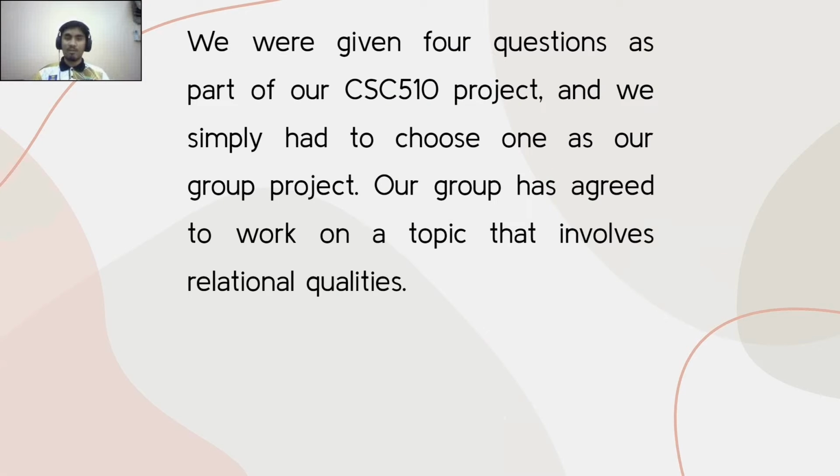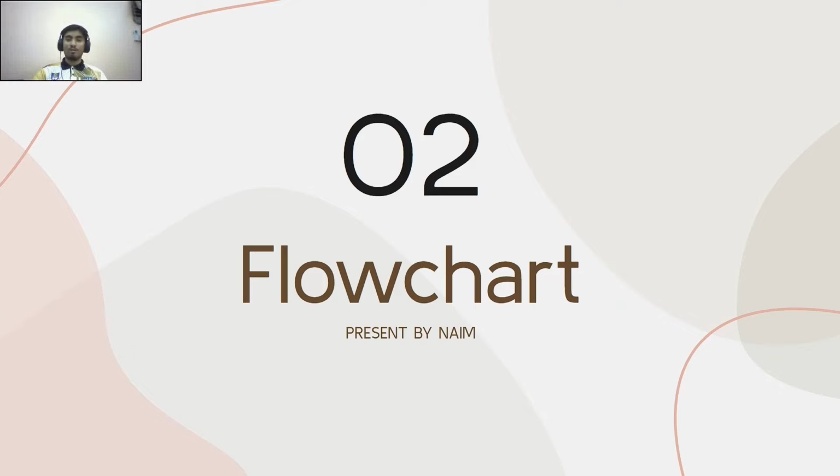We were given 4 questions as part of our CSC510 project, and we simply had to choose one as our group project. Our group has agreed to work on a topic that involves relational properties. Now let's continue to the flowchart.